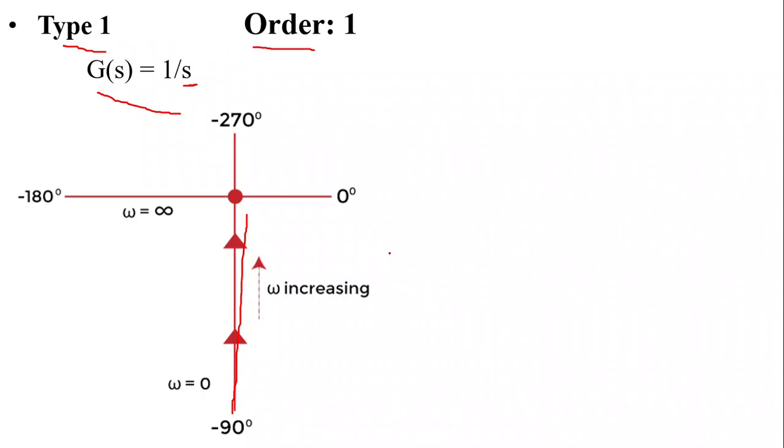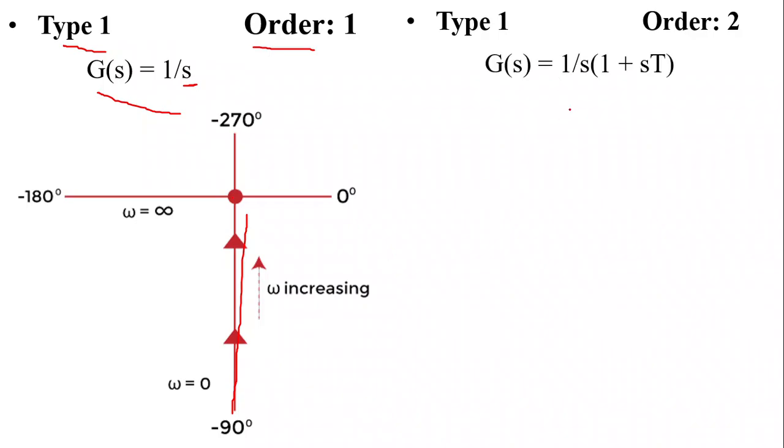The second case we have to see is the type 1 and order 2 system. The general transfer function can be written as G(s) = 1/(s(1+sT)). How do we find it is a type 1 system and order 2 system? In the denominator we have one pole at the origin, so it is called a type 1 system, and in total in the denominator we have two s terms, which is the indication of our poles. Here we have 2 poles, so this transfer function indicates an order 2 system.